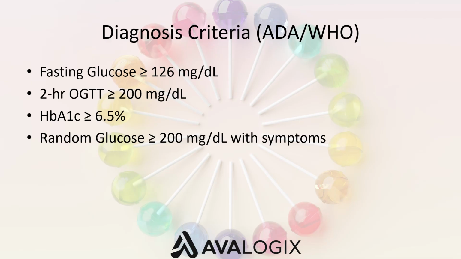If it's between 100 and 125, that's called prediabetes, meaning the person is at risk but not yet diabetic. Next is the oral glucose tolerance test, or OGTT. After fasting, the patient drinks a 75-gram glucose solution, and blood sugar is checked 2 hours later. A level of 200 milligrams per deciliter or more indicates diabetes. Between 140 and 199 shows impaired glucose tolerance, another form of prediabetes. The random plasma glucose test can also be diagnostic if it's over 200 milligrams per deciliter and the patient has symptoms like increased thirst and urination.